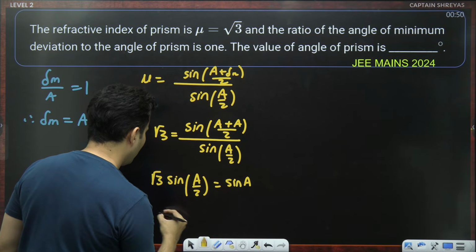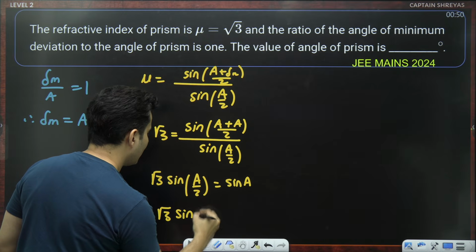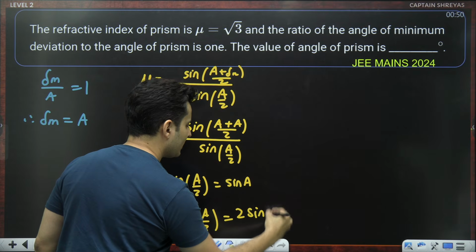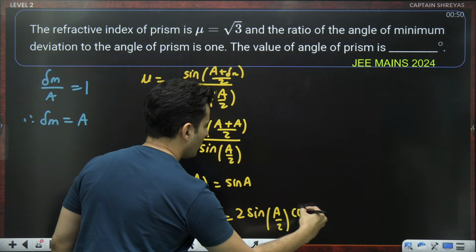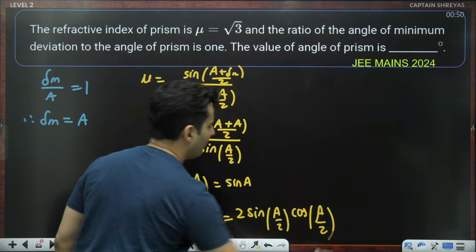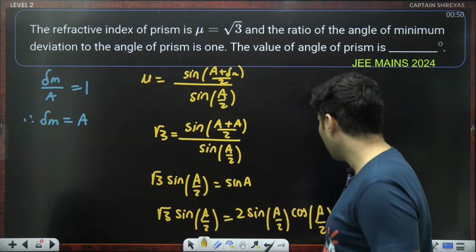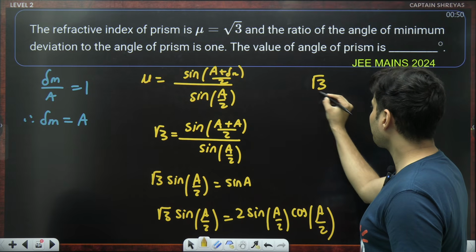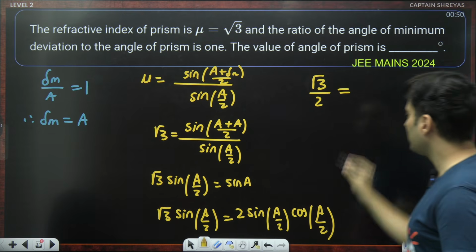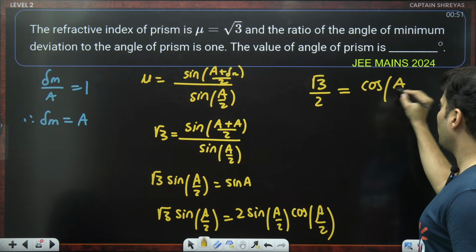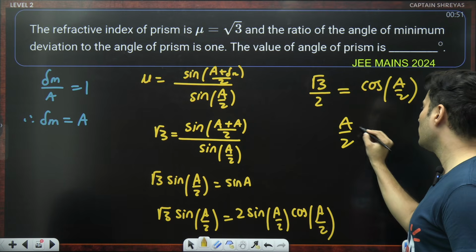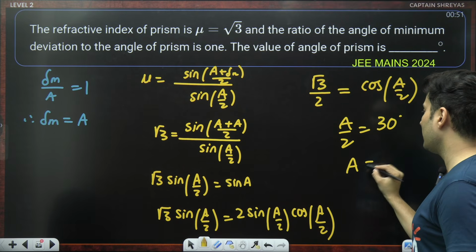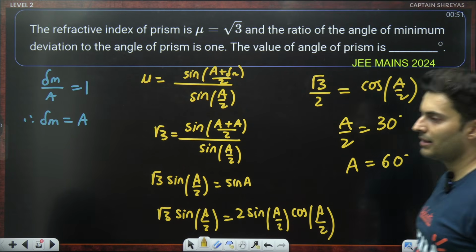I have an idea. Why not do this? Root 3 sine of A by 2. I'm thinking of the double angle formula. Write sine A as 2 times sine of A by 2 into cos of A by 2. That is the simple manipulation which anybody should be able to think of, because then I can cancel sine A by 2 on both sides. So root 3 by 2 is nothing but cos of A by 2. That means A by 2, whose cos is root 3 by 2, is basically 30 degrees. So therefore, A is basically 60 degrees. That is the correct answer.